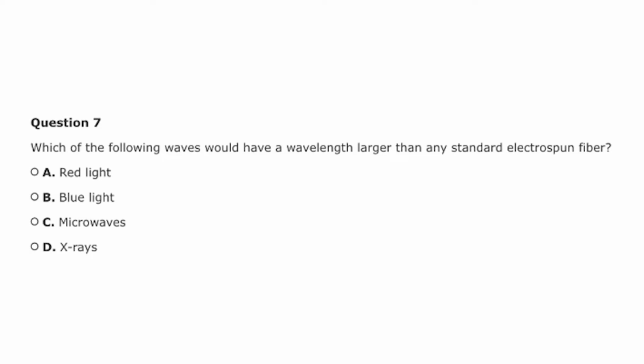Don't we have to know the standard electrospun fiber? Like, how do we just ignore that? We don't, because only one answer can be correct. So if the question is asking which of the following waves is larger than X, well, if only one of them is correct, that is to say, only one of them is actually larger than an electrospun fiber, then the question's just asking which of the following has the largest wavelength. Stupid reading comprehension, man. I object to this question.